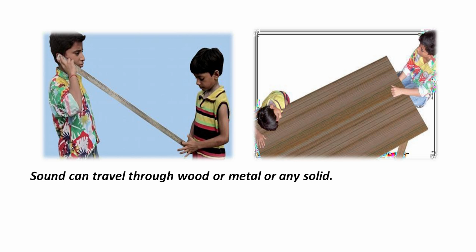And also in the second scenario, the boy is tapping the table, the other boy is putting his ear on the table and he is hearing that particular sound. Due to that vibration, the sound will be produced, and that sound is going to be heard by that particular boy. Here the medium is the wooden table. So we can conclude that sound can travel through solids. Here the medium is solid.